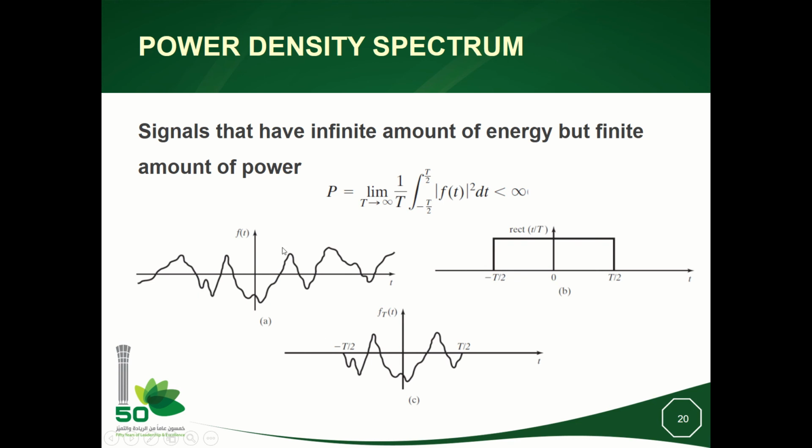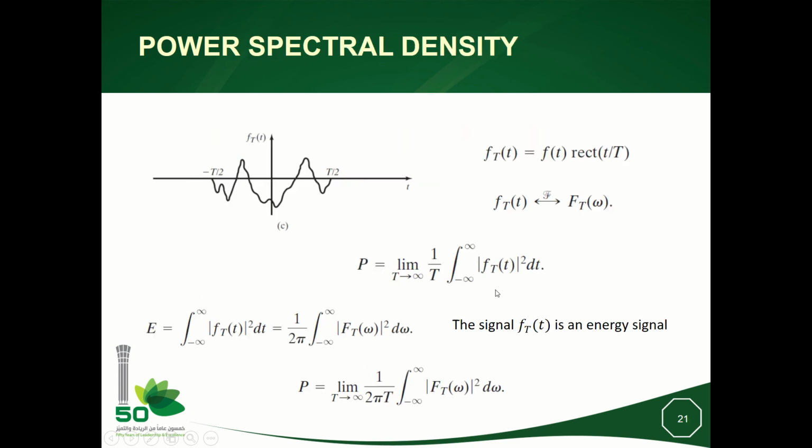Now, if we multiply f(t) by the gate function, or the rectangular signal rect of t over T, which exists from minus T over 2 to plus T over 2, we get f_T(t). And you see here that we have taken just a portion of this signal from minus T over 2 to plus T over 2.